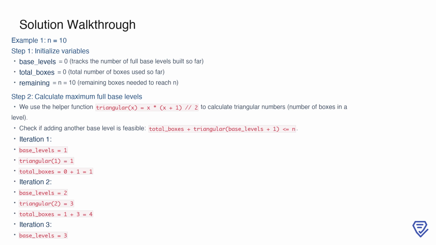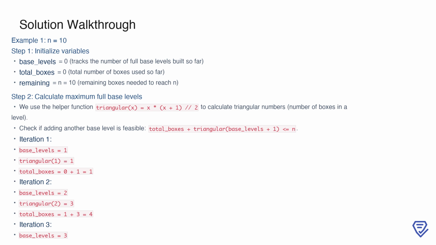Next, we calculate the maximum number of full base levels we can build using the helper function triangular(x). This function gives us the triangular number for x, or the total boxes required for x levels, calculated as x times (x plus 1) divided by 2. To determine if we can add another base level, we check if the total boxes used so far plus the boxes in the next level is less than or equal to n.